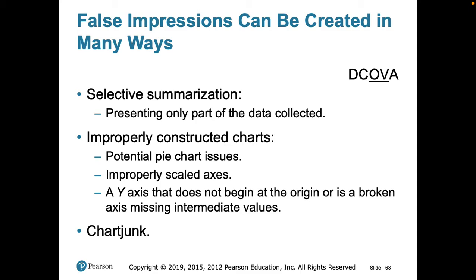You can also have improperly constructed charts, such as potential pie chart issues where it looks like it's bigger than it needs to be. You have improperly scaled axes, so in the scale, you make it big enough that when people look at the data, it doesn't look like a huge difference, but if you zoom in, you can actually see the difference. There's also a y-axis that does not begin at the origin or is broken, so you're not getting all of the representation that you need because you are not starting at the origin. And you can have chart junk.